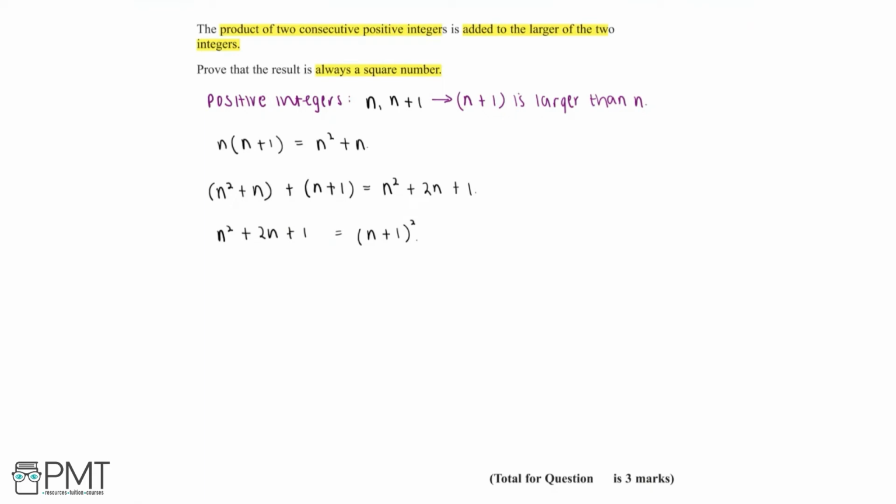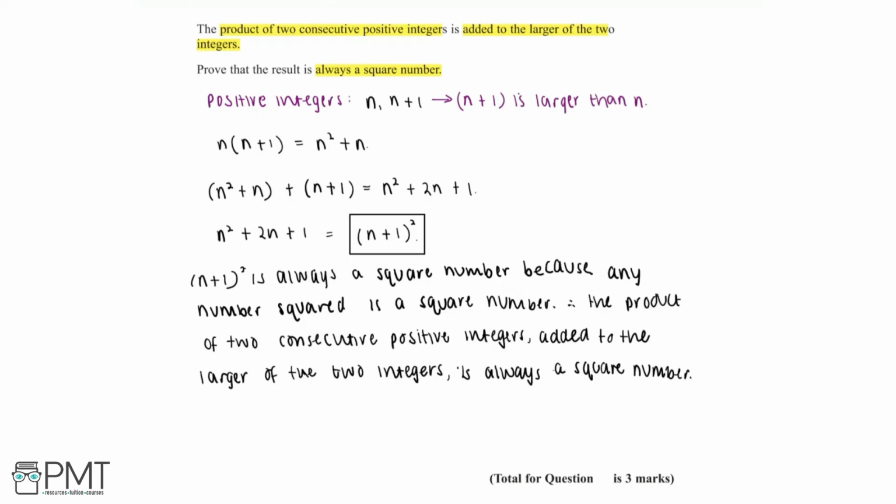So we can say that n plus 1 all squared is always a square number because any number squared is going to be a square number. And so we've proven that the product of two consecutive positive integers added to the larger of the two integers is always a square number.